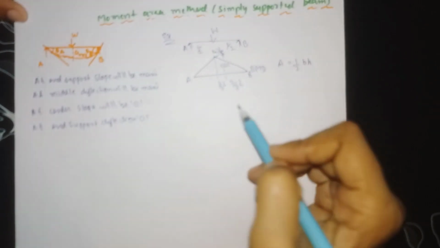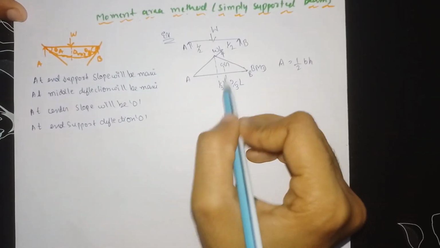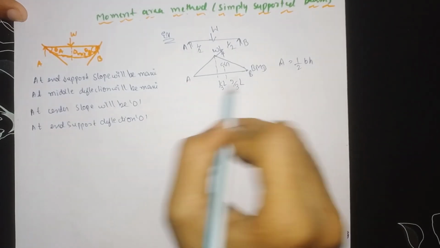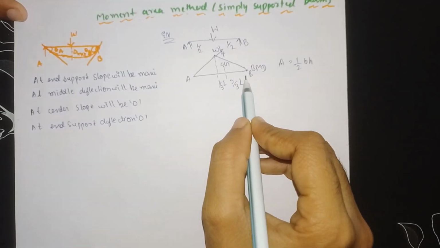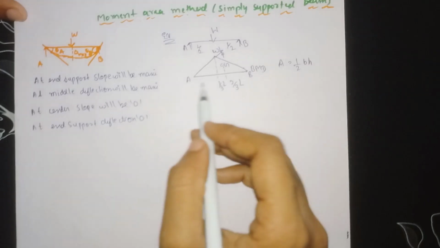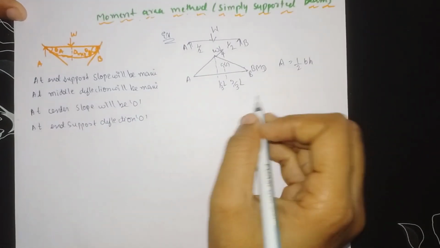Here the load is acting at the center, so you don't need to find it for both supports. If we calculate for support B, the answer will be the same for support A also. If you calculate for B, then you can write A is equal to B, because the load is acting at the center, which means the answer will be the same. I will show you.